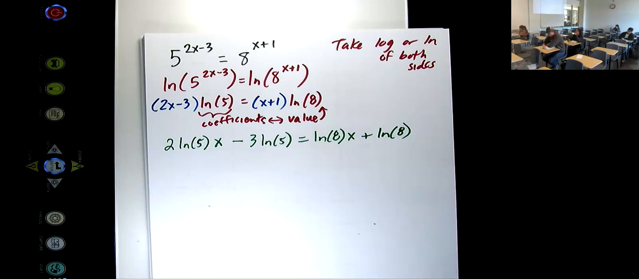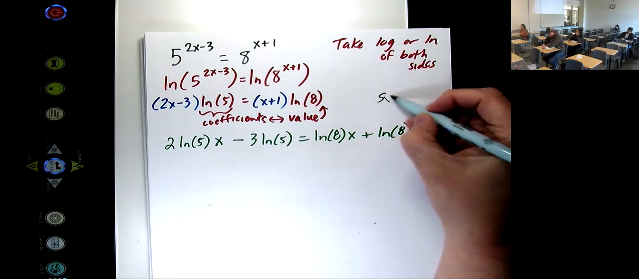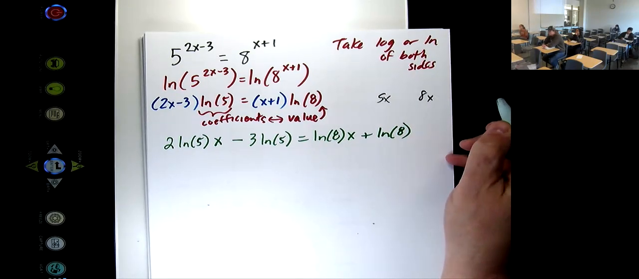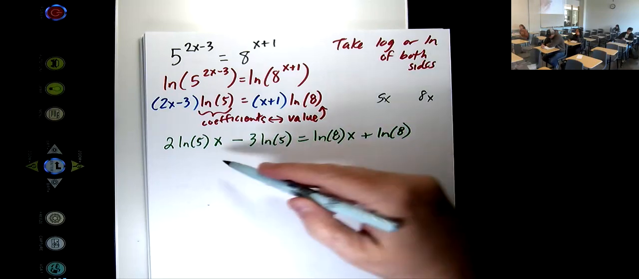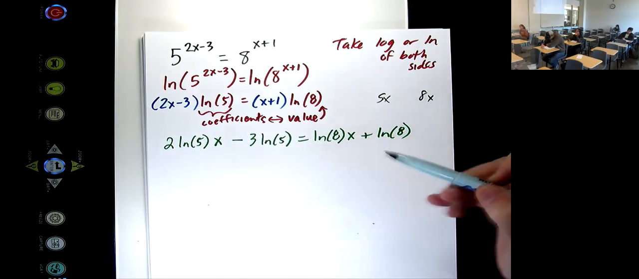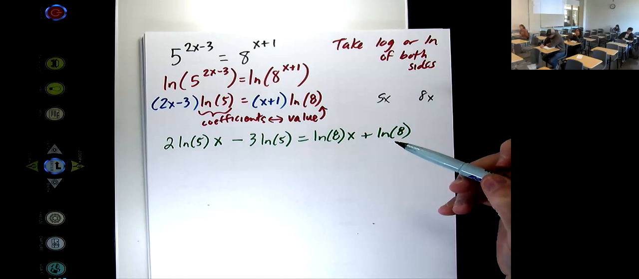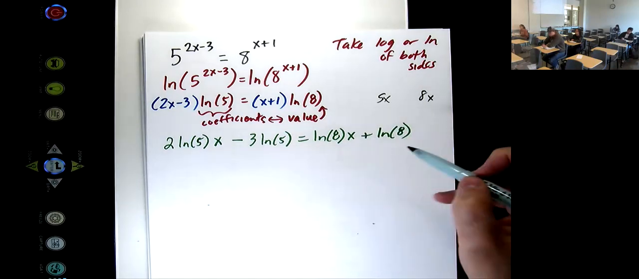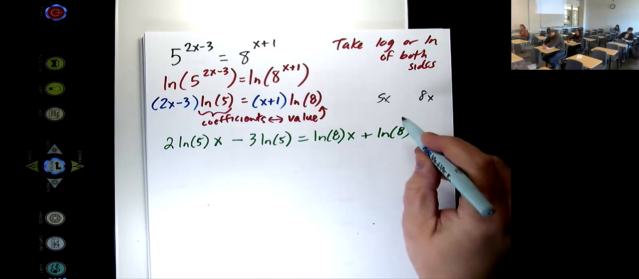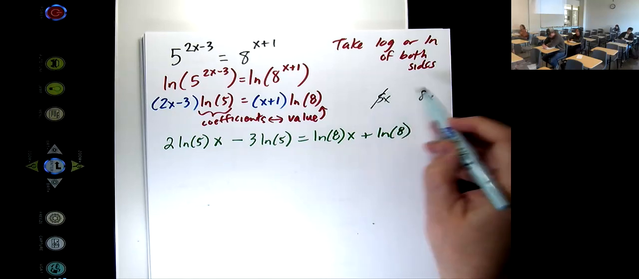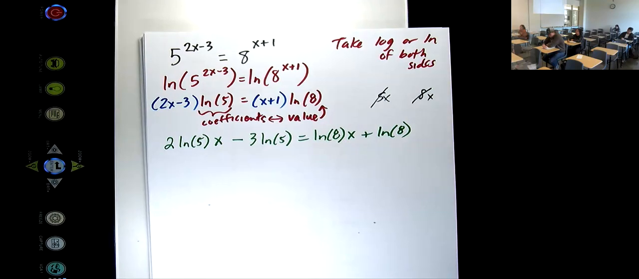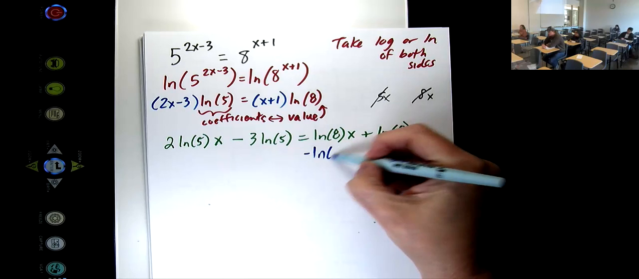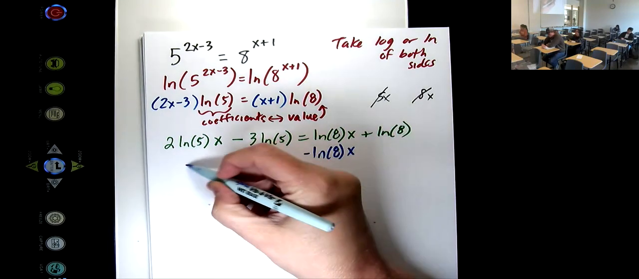What would I do if this was just like a 5x on the left and an 8x on the right? What operation if this was just 5x and this was just 8x? How would I solve this for x? I'd combine them by moving one of them over by subtraction. Same principle, but now it's not 5 and not 8, it's these ugly things. But I can still do that same operation. So I can subtract natural log of 8 times x from both sides.